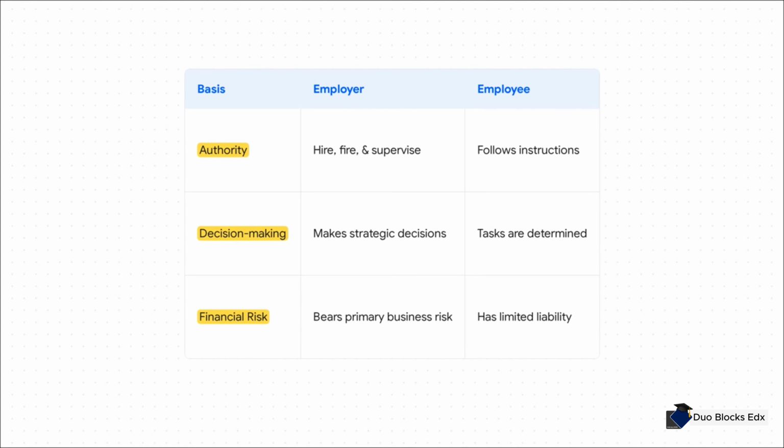You can see the employer holds all the cards when it comes to authority, hiring, firing, making the big strategic decisions. And with that power comes a ton of financial risk. The employee, their role is to get the job done, follow directions, and thankfully, they don't have to worry about the company's bottom line in the same way.